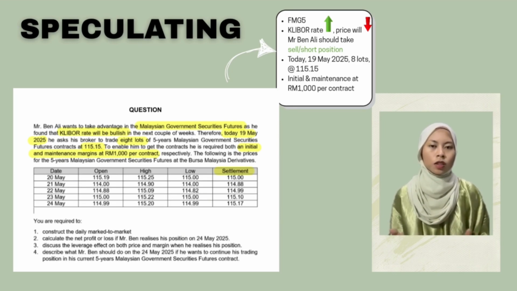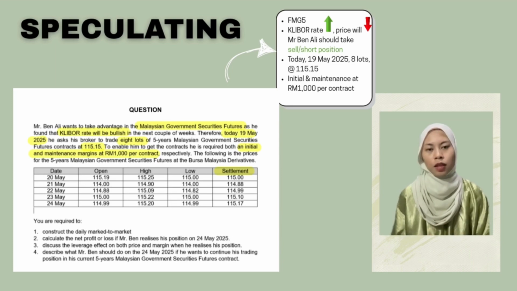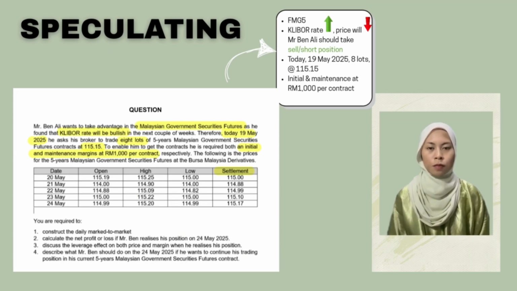The date is 19 May 2025, today, and 8 lots is the number of contracts, and 8115.15 is the current price. Moving on, the question mentioned both an initial and maintenance margin of 1,000 ringgit Malaysia per contract respectively, which means the initial margin and maintenance margin will be received.